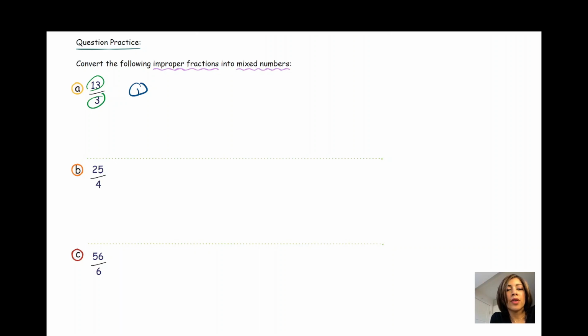So we would have 13 divided by 3. Now, if you need to use the bus stop method, you can. You would put 13 inside and the 3 on the outside. How many times does 3 go into 13? It goes 4 times with 12. That gives us a remainder of 1. So 13 divided by 3 is equal to 4, remainder 1.